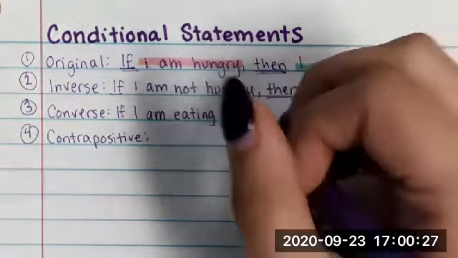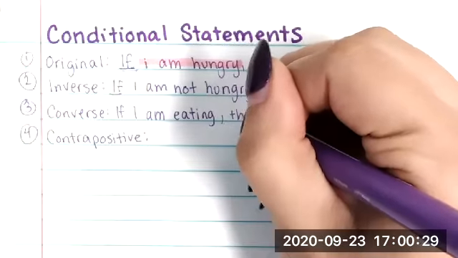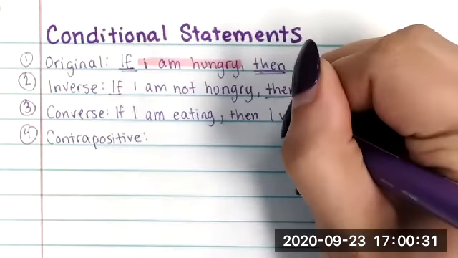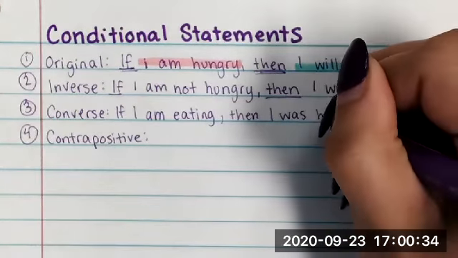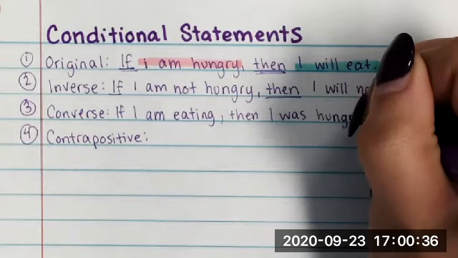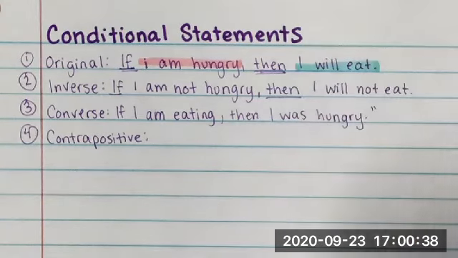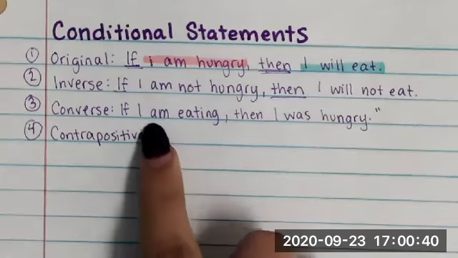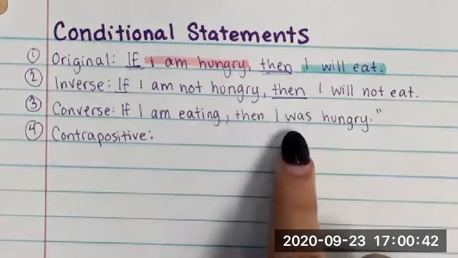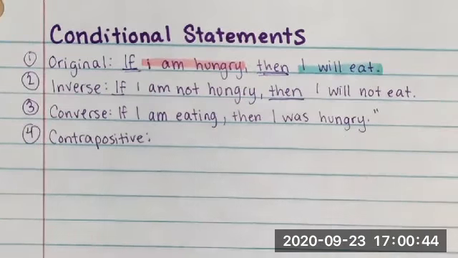So if I am eating, then I was hungry, or then I am hungry. All of those would work. I'm still using the action of eating and the state of being hungry as my two pieces, but now I've flipped them. And that means I had to change how it was written just a little bit, just so it made grammatical sense, but the ideas are still the same.